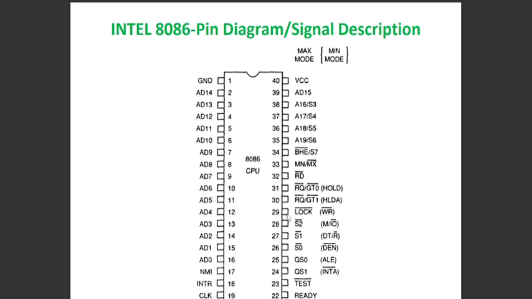And the last one is RQ/GT1 and RQ/GT0. These are the request and grant signals used by other processors requesting the CPU to release the system bus. When the signal is received by the CPU, it sends an acknowledgement. RQ/GT0 has the highest priority, then RQ/GT1. And that's all about the pin configuration of 8086.